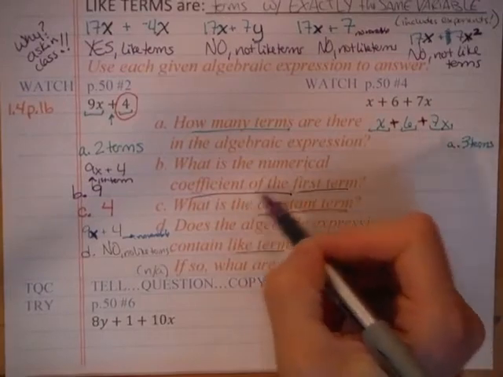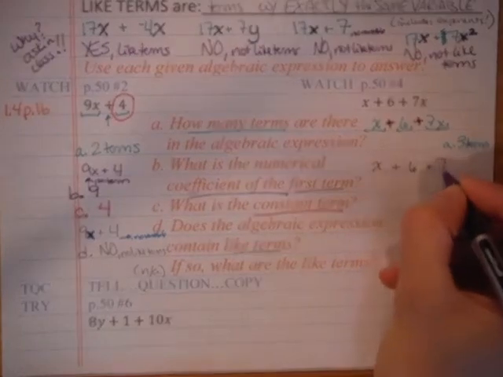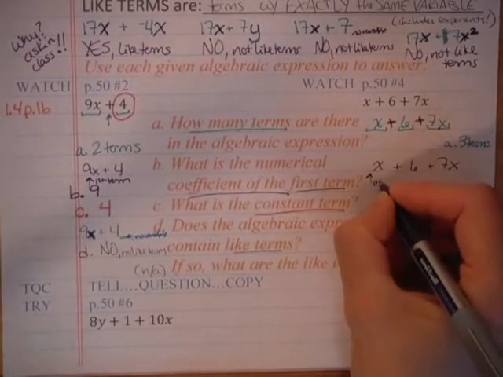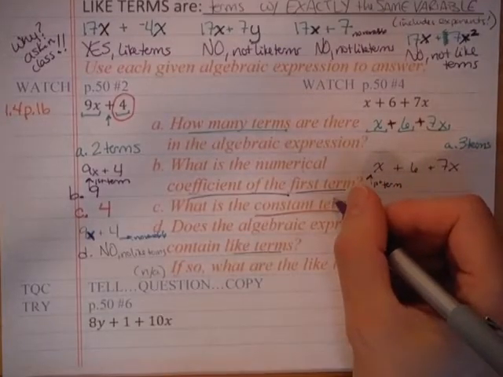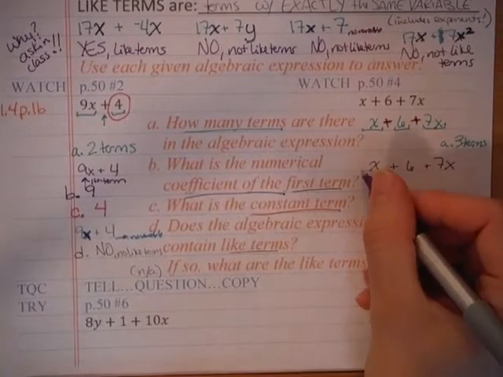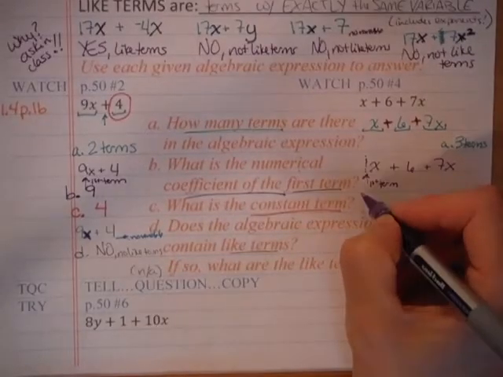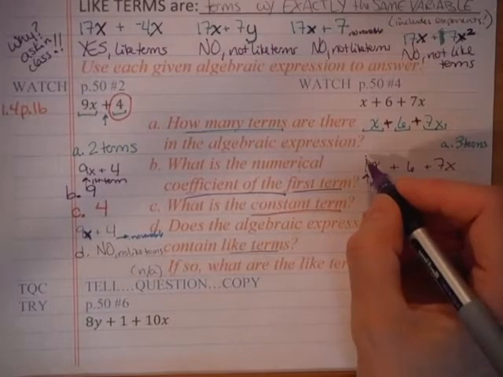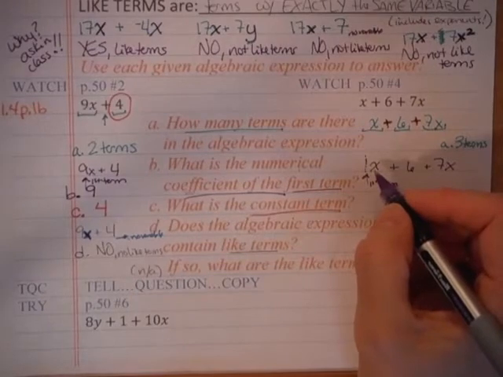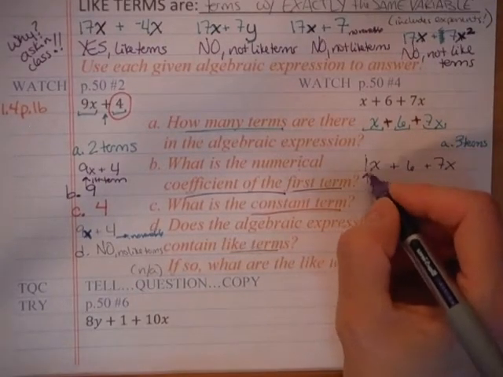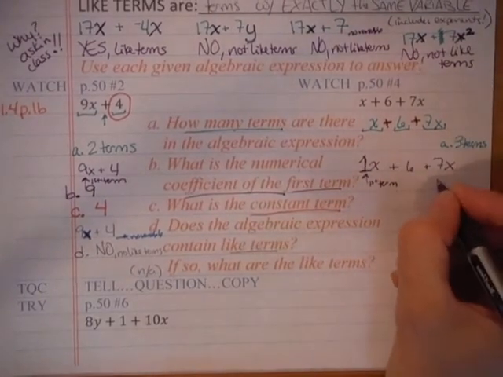Part B, what is the numerical coefficient of the first term? So the way this is written here, x plus 6 plus 7x, this is the first term right here in front, and it's x. Well, the question is the coefficient of that first term. Coefficient means the number in front. Any ideas on that? It's that we don't see it. I think math people just in general don't like to waste ink or paper space or time. We tend to be very efficiency seeking people. So instead of saying 1x, we'll just say x. So that number is there, we just don't see it, and so the coefficient is 1.